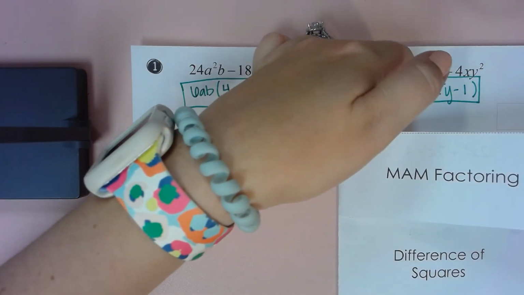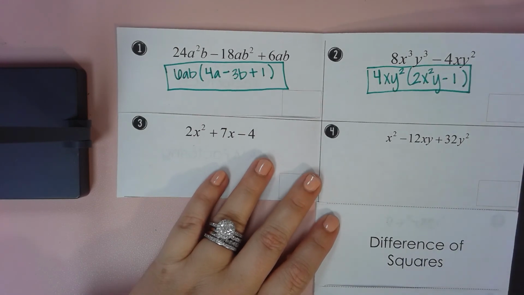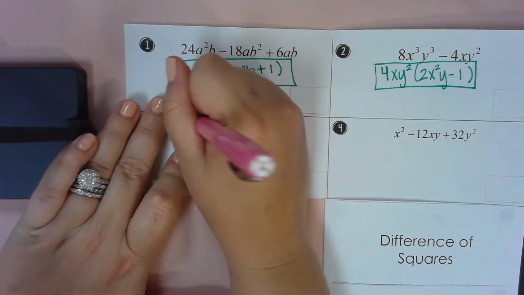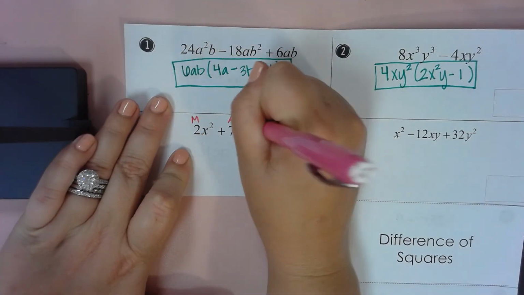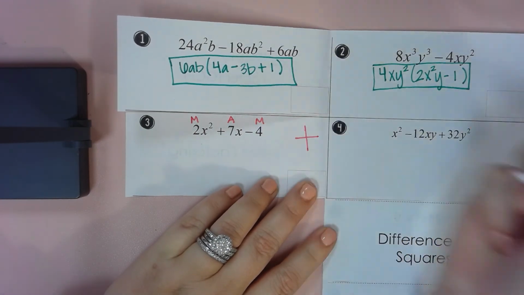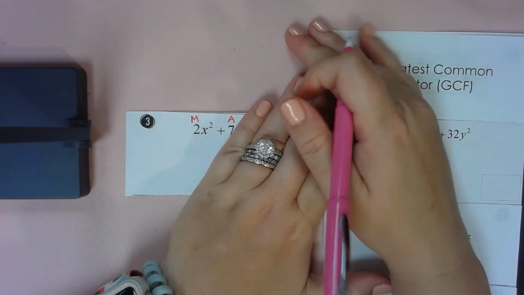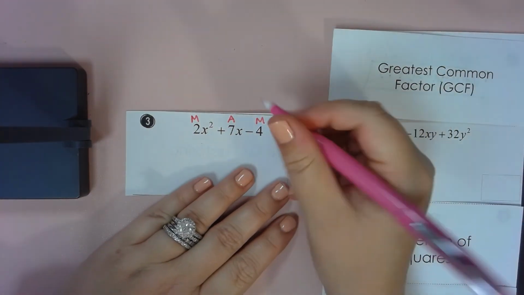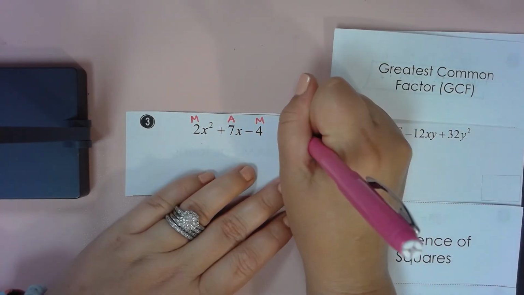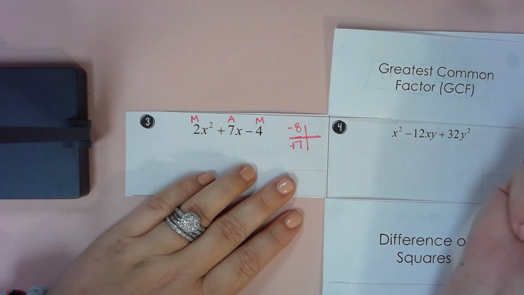Now we're going to look at MAM factoring. This is where we draw the boxes. Alright, so I'm going to label this M, A, M. I'm going to come over here and draw a box. Here, let me shut this one so this one's not distracting. And then my multiply number is going to be 2 times negative 4. That's negative 8. My adding number is going to be positive 7.